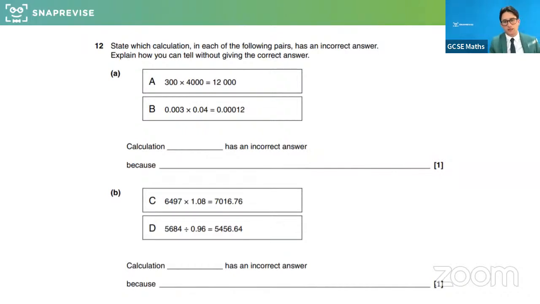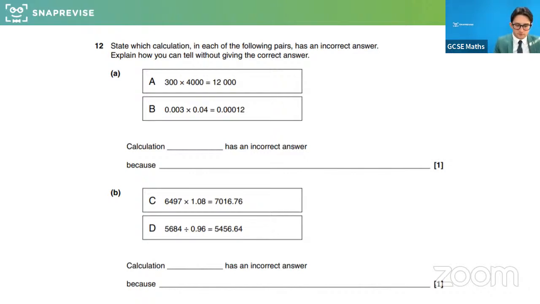So what we've got, here we go. State which calculation in each of the following pairs has an incorrect answer. Explain how you can tell without giving the correct answer. So which one is wrong and why? So is it A or is it B? Which one looks like it's wrong? And I would go through each and just check what would I do here? How would I work that out? And actually, the first one is really quite quick to work out.